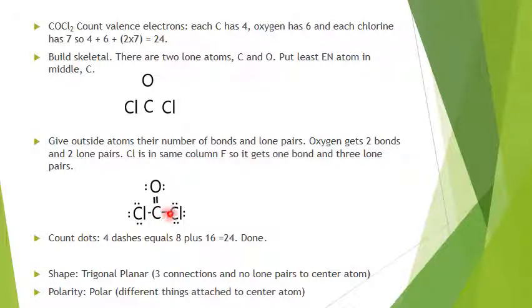What's the shape? Center atom has 3 things attached. Don't count the number of bonds. It has 2 chlorines and oxygen, so it's trigonal planar. No lone pair on the center, 3 connections, and it's a polar molecule because it has different things attached. In this case, it has 2 different types of atoms.